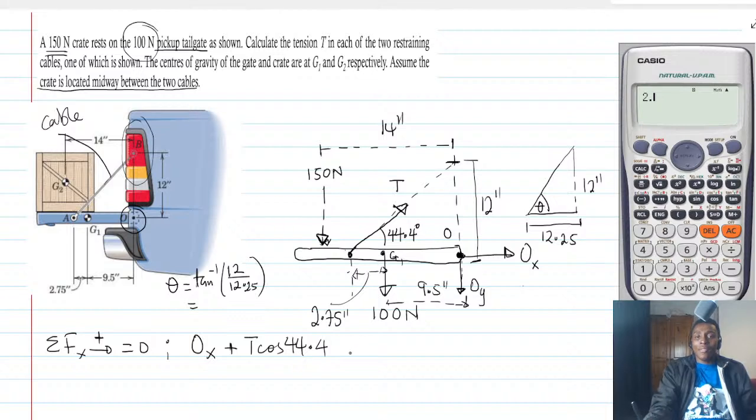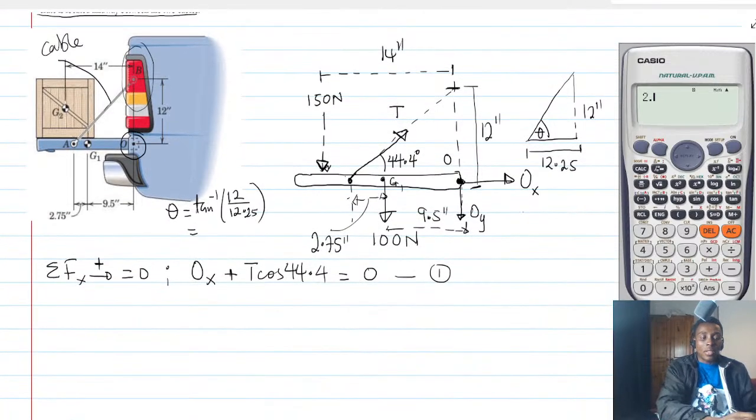Is there any other force along the X? No. So that should be equal to 0. Let's call this equation 1. Alright. Now, this is what we are going to do.